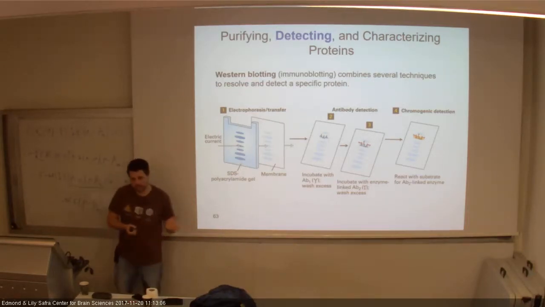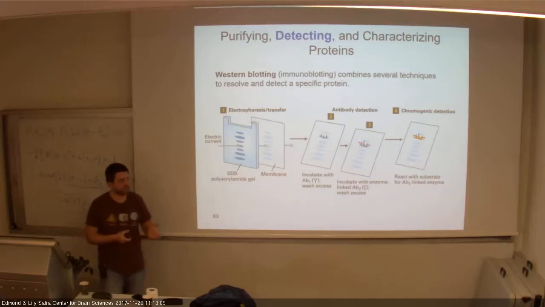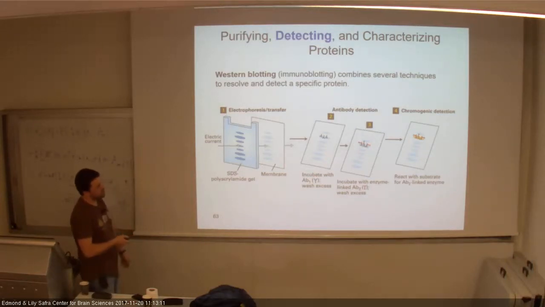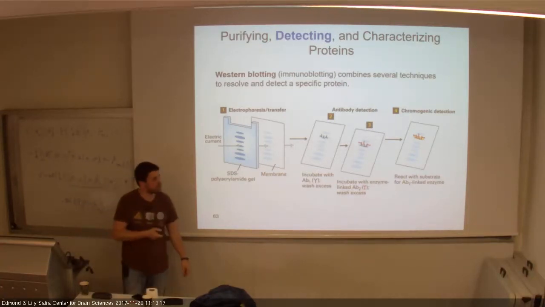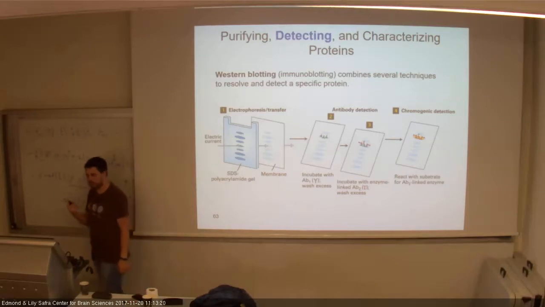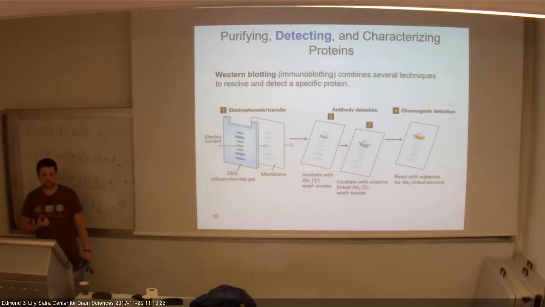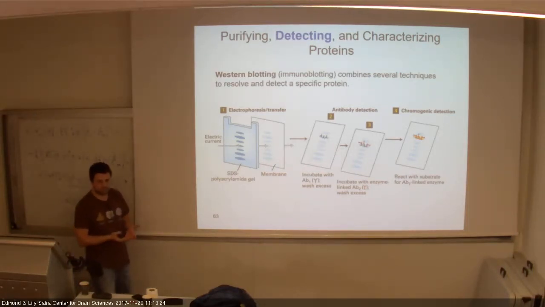And the second reason is amplification. Each one of these primary antibodies, you don't see it from here, but about 4, 5, 6 of these secondary antibodies can bind to a single primary antibody. So what you get is amplification of the signal.